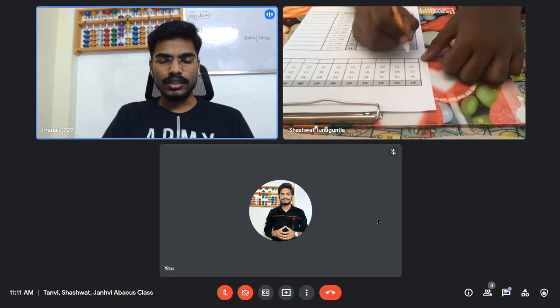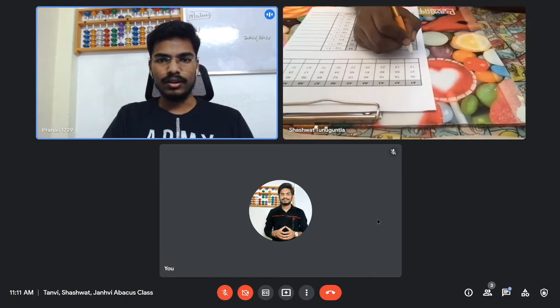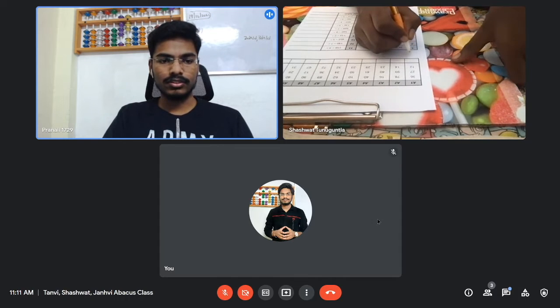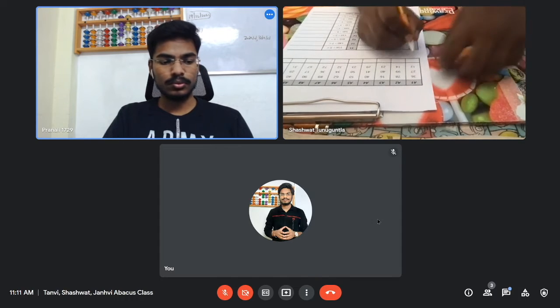So now Shashwat is going to show the demo on the paper. So we have additions, subtractions, multiplications and divisions. So I'm starting the timer for additions. First row, 3, 2, 1, go.